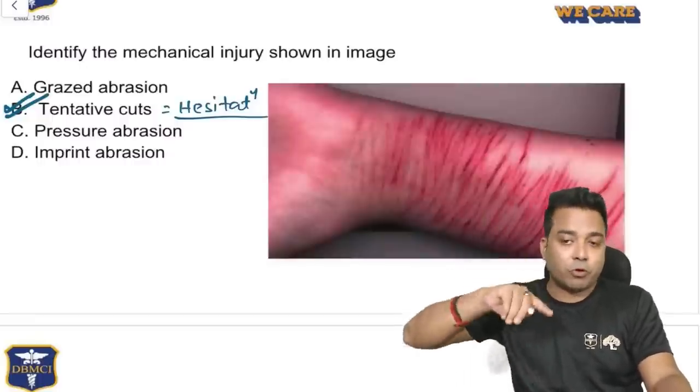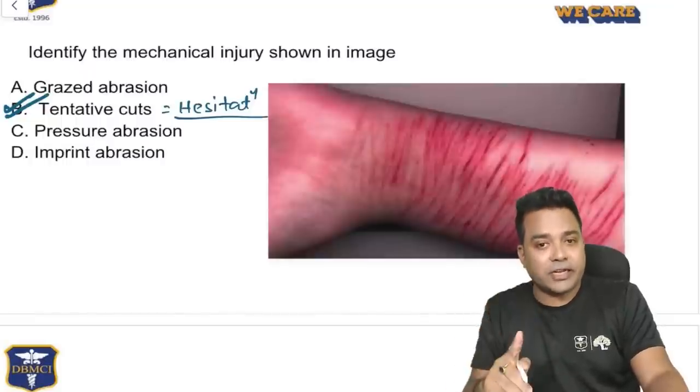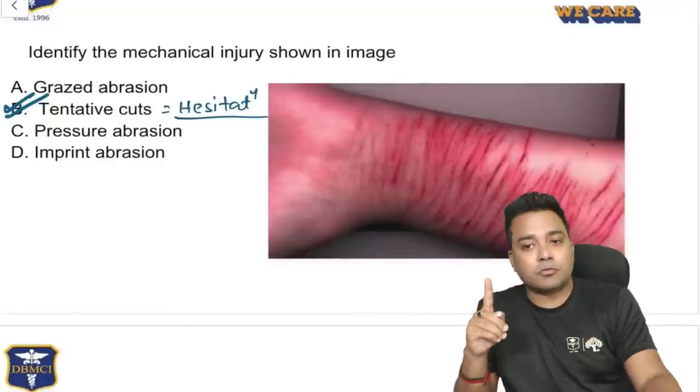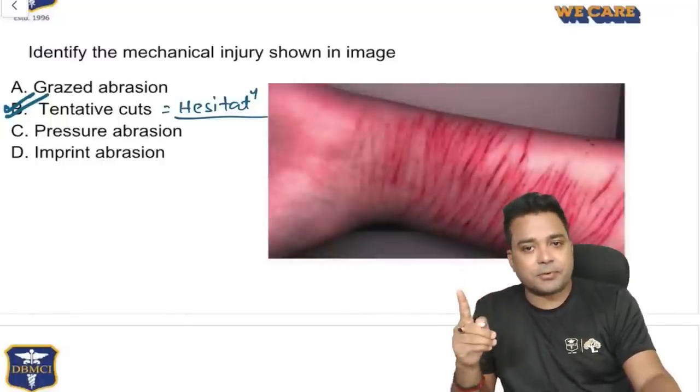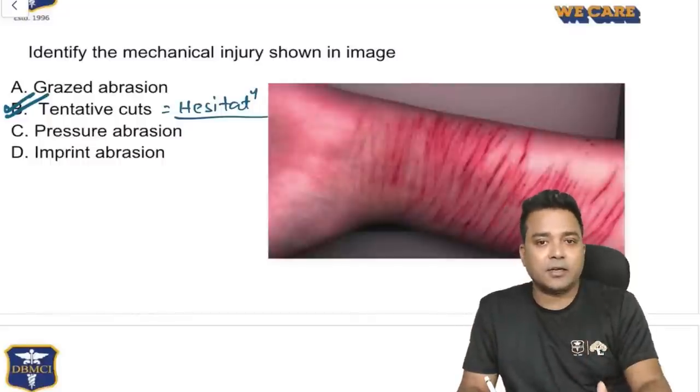Attempt to suicide previously was an offense under 309 IPC, but right now, since 2017, it is not an offense. What is the most common cause of suicide overall? Cause is depression. What is the most common method of suicide overall in India? Hanging. What is the most commonly used suicidal poison?